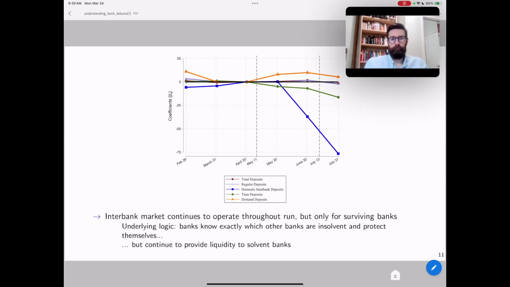Okay, so what that's trying to say is, it seems that interbank markets are extremely resilient, but banks protect themselves exactly against those institutions that are going to be insolvent, because they have an understanding of who is facing a liquidity issue and who is not.